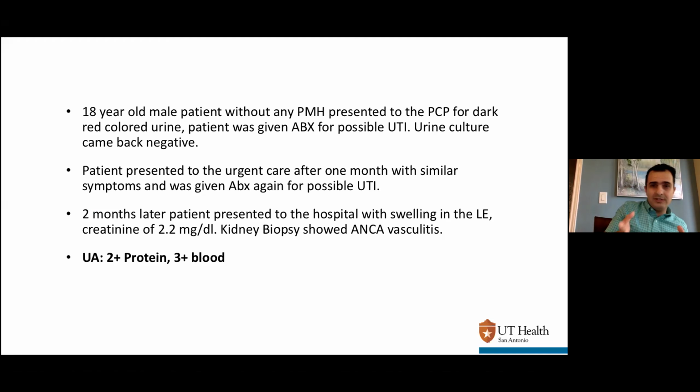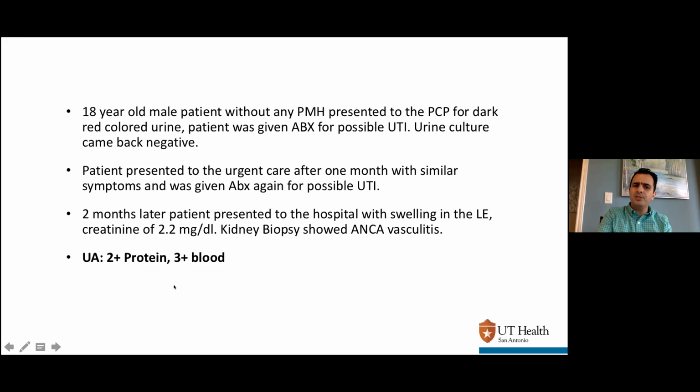So if you take this patient who is 18 years old, doesn't have any past medical history, no diabetes, no hypertension, and comes to you with a UA that shows 2+ protein and 3+ blood, that should trigger a lot of alarms in your head that I'm dealing with some sort of GN, and I can't explain why the patient has protein or blood in the urine.